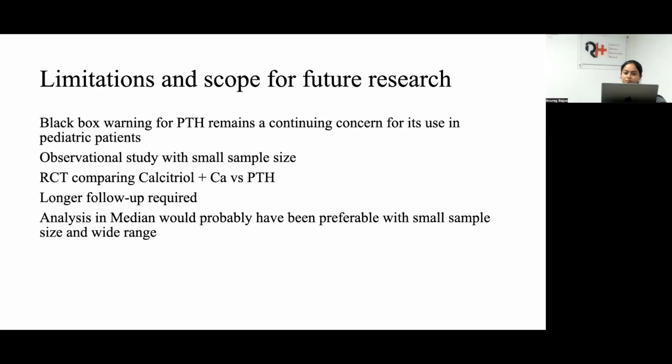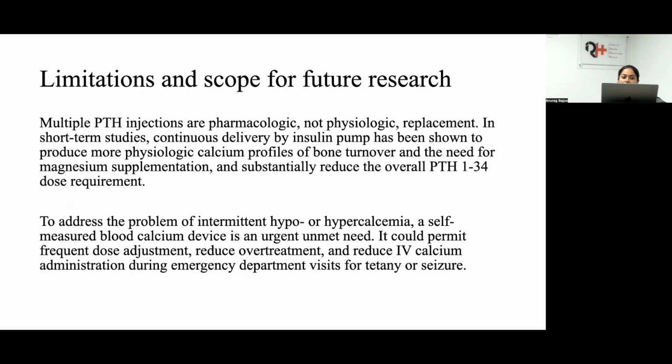But where it lacks is that this was an observational study with a very small sample size and a very small subgroup of hypoparathyroid patients recruited here. What can help better is an RCT comparing the original therapy that we're already giving, calcitriol plus calcium, versus an injectable parathyroid hormone therapy, and a longer follow-up. And the values were again in mean, which may not be most valid for small sample sizes, and a median would have probably given a better idea.